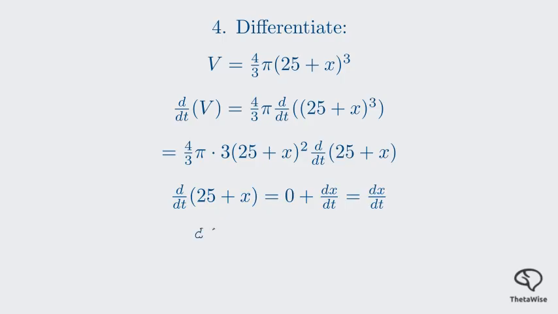Let's simplify our entire derivative. The 3 and the 1/3 cancel out, leaving us with 4 pi. So dV/dt equals 4 pi times the quantity 25 plus x, squared, times dx/dt. This is our differentiated equation, which relates the rate of change of volume to the rate of change of thickness.